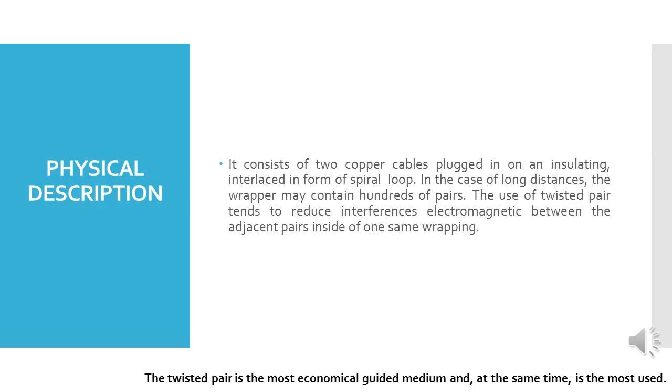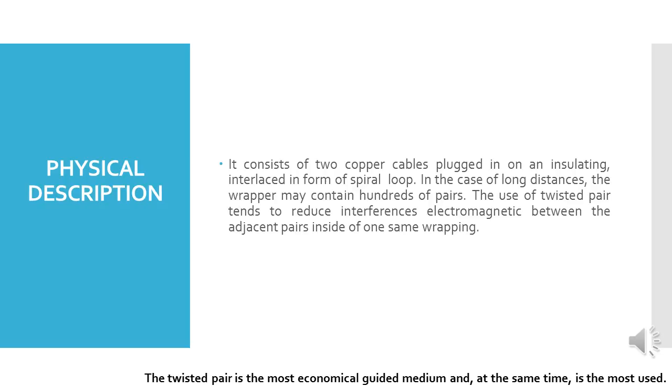The adjacent pairs within the same sheath are twisted with different torsional pitches. In the case of long distances, the sheath might contain hundreds of pairs. The use of twisted pair tends to reduce electromagnetic interference between the adjacent pairs inside the same sheath. In long distance links, the length of the UTP cable varies between 5 centimeters and 15 centimeters.